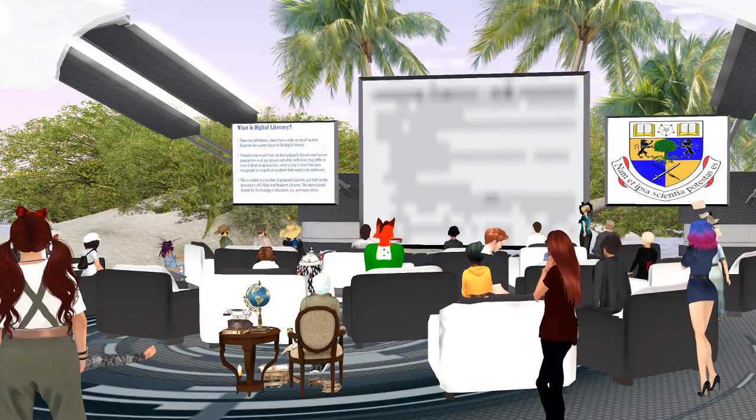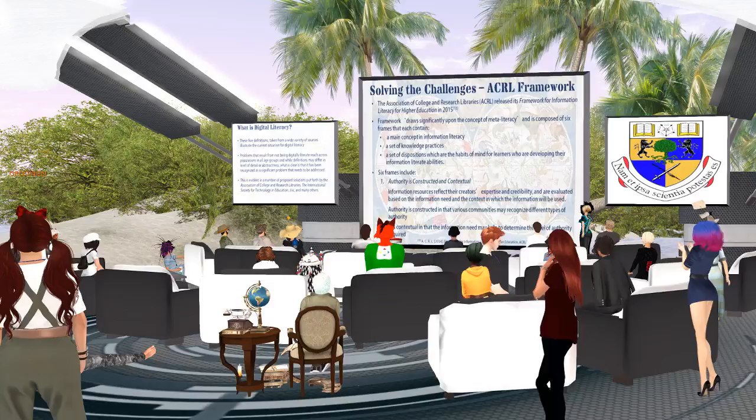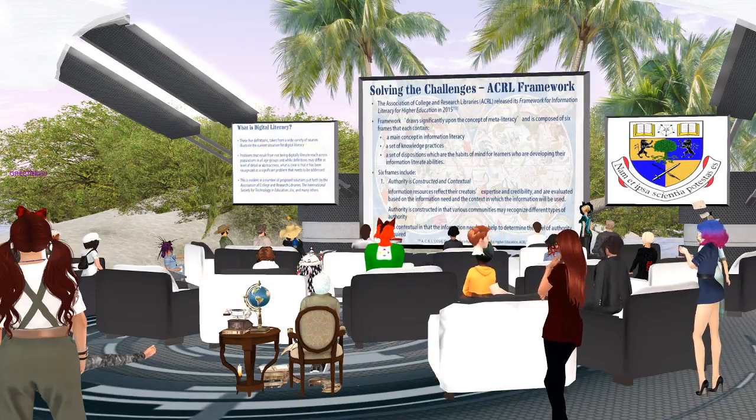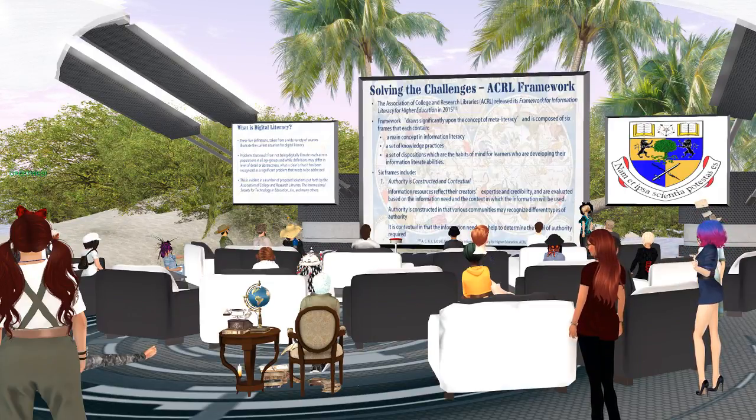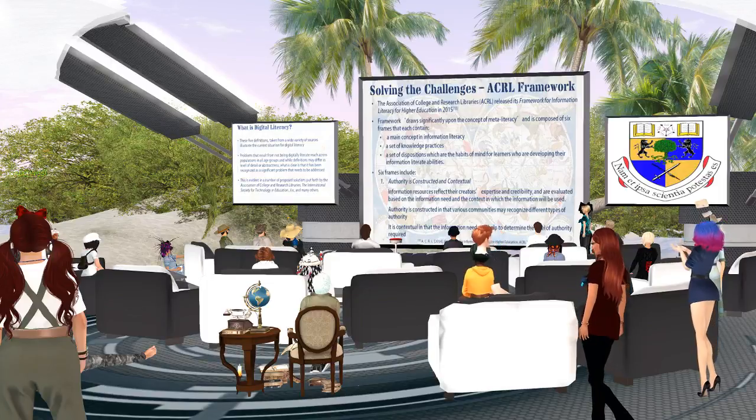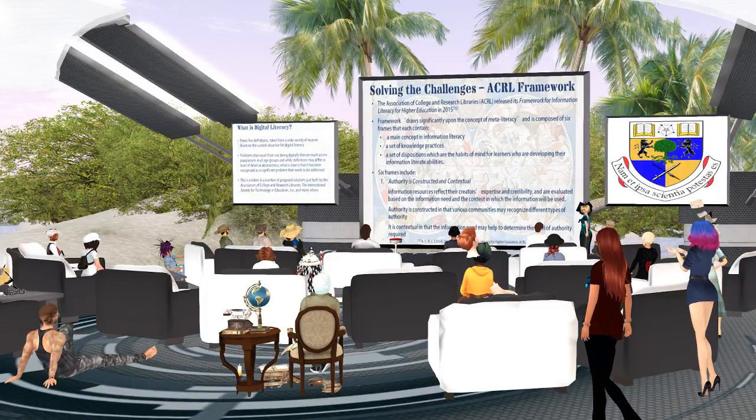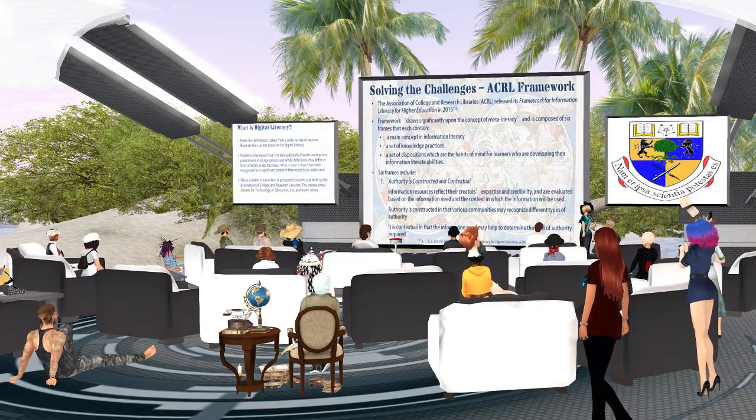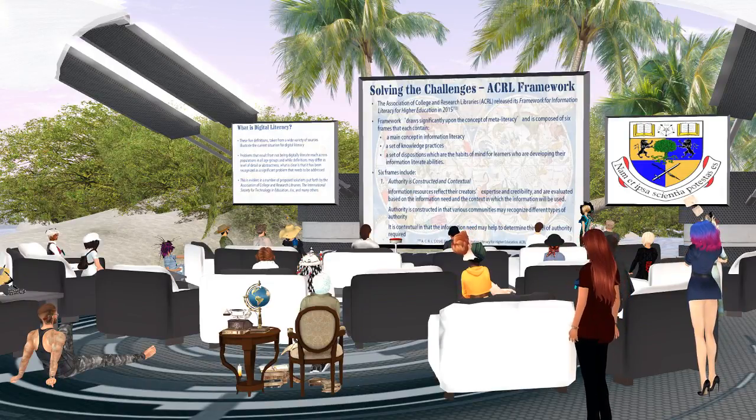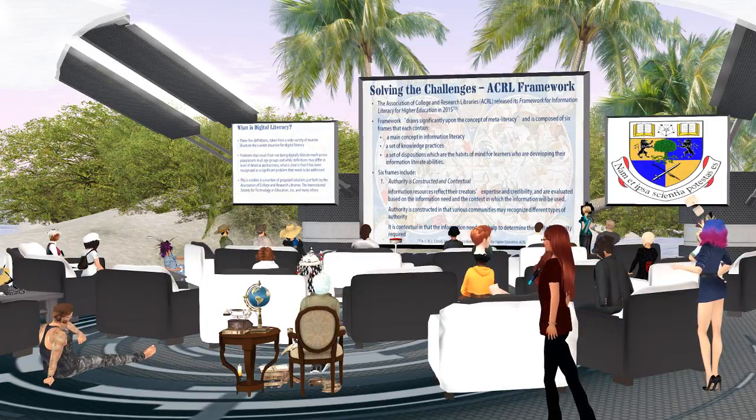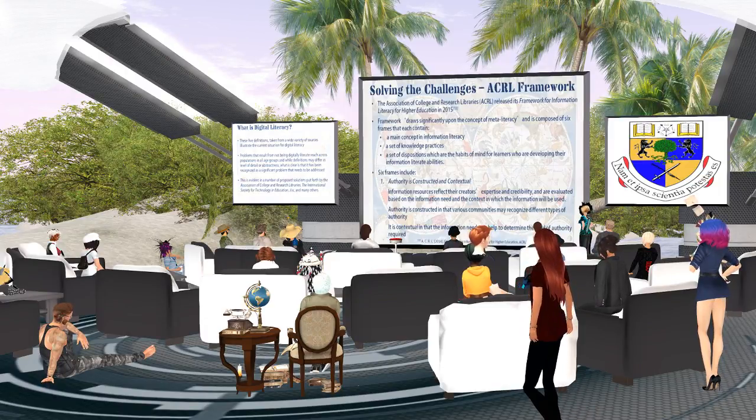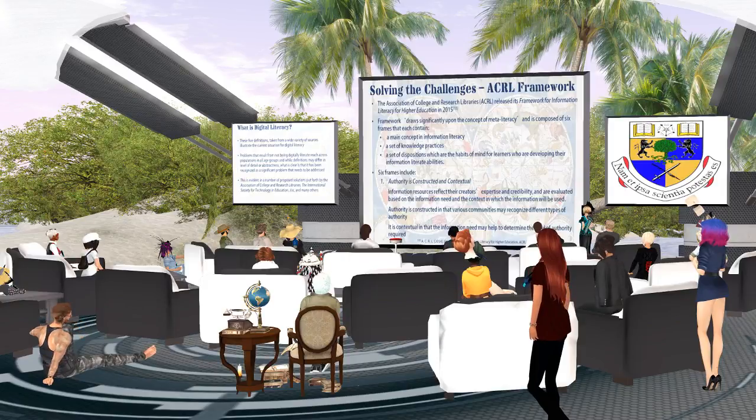Okay, so the Association of College and Research Libraries released its Framework for Information Literacy for Higher Education in 2015. This framework is not based on a set of standards, learning outcomes, or set of skills that must be mastered. Instead, the framework draws significantly upon the concept of meta-literacy and is composed of 6 frames that each contain a main concept in information literacy, a set of knowledge practices, and a set of dispositions, which are habits of mind for learners who are developing their information literate abilities.